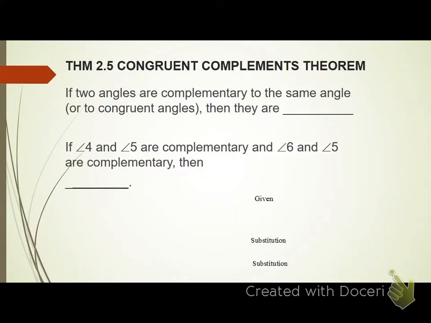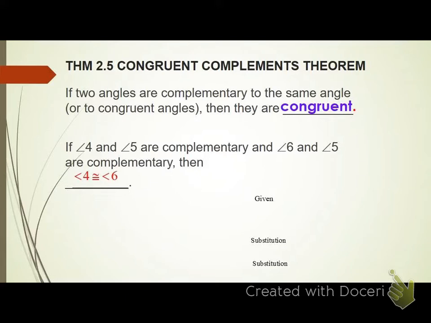All right? By the way, this stuff works for complements as well. We have the same theorem for complements as we do for supplements. If two angles are complementary to the same angle, or if two angles are complementary to two congruent angles, then they're going to be congruent. Okay? I can take you through the same numerical exercise that we just did, but it would be the same thing, only instead of 180, they're going to add to 90, and the measures are going to change a little bit. But it'll be the same thing. Right?